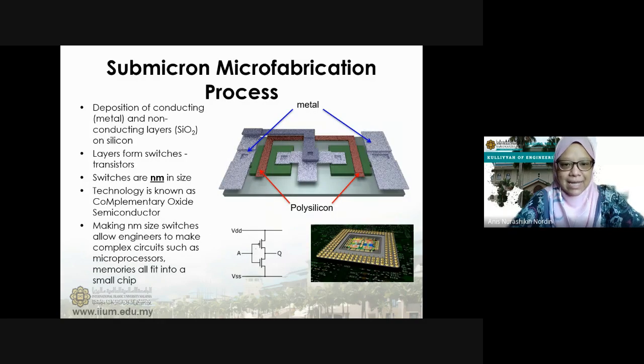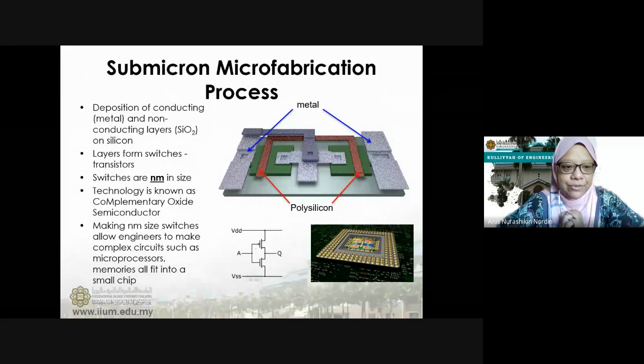So I think since this is an IEEE platform, most of you are familiar with the CMOS process. The process involves using these layers, metal layers, silicon dioxide layers on top of silicon. Usually, this integrated circuit fabrication process is used to make transistors or switches, and these switches are nanometer size. So this is the traditional integrated circuit fabrication process.